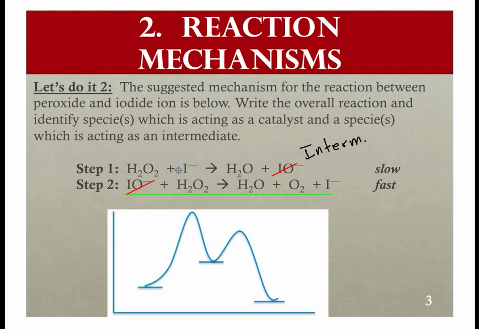Okay? Now, a substance that is present at the beginning and then reforms at the end, beginning and end, is a catalyst. So IO minus is our intermediate, I minus is our catalyst. Our overall reaction is 2H2O2 yields 2 waters plus an oxygen. Now, this might show a type of potential energy curve you'll see for a two-step mechanism.